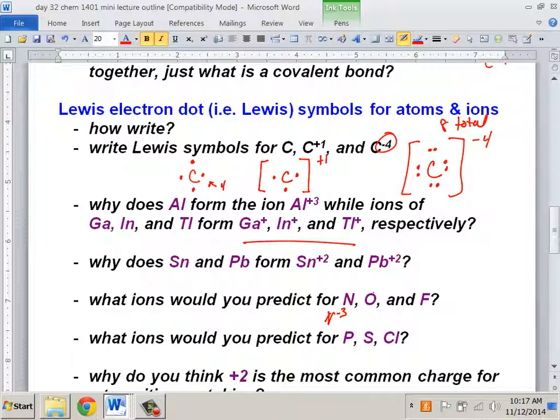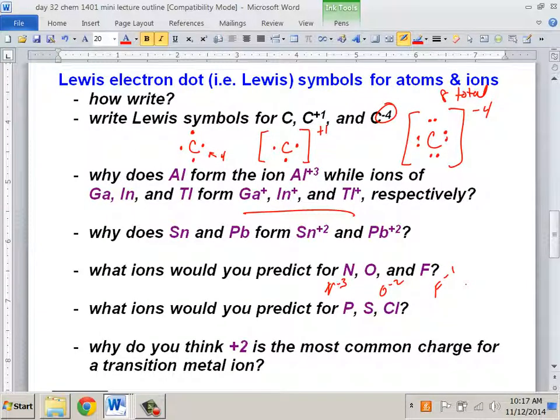O with a -2. Yeah, exactly, O with a -2. How about fluorine, Giselle? Yeah, fluoride, F with a -1. Okay. How about phosphorus, Lauren? Phosphorus, what ion?